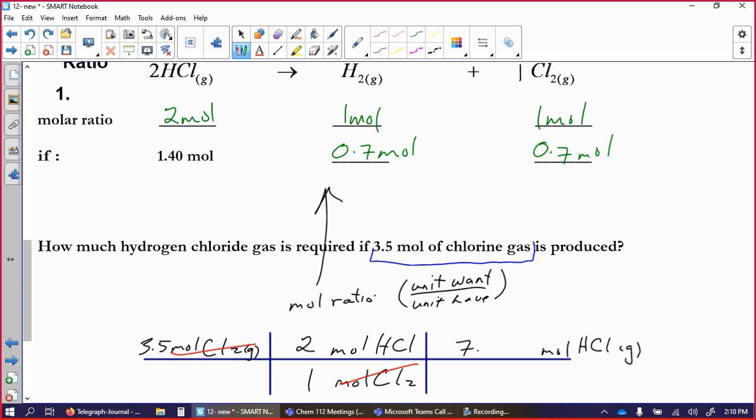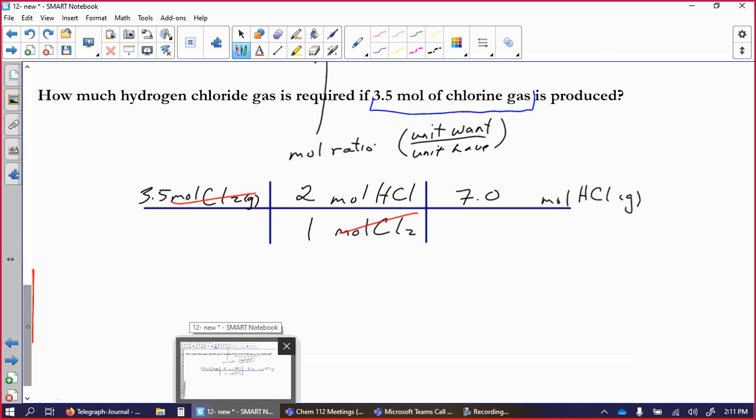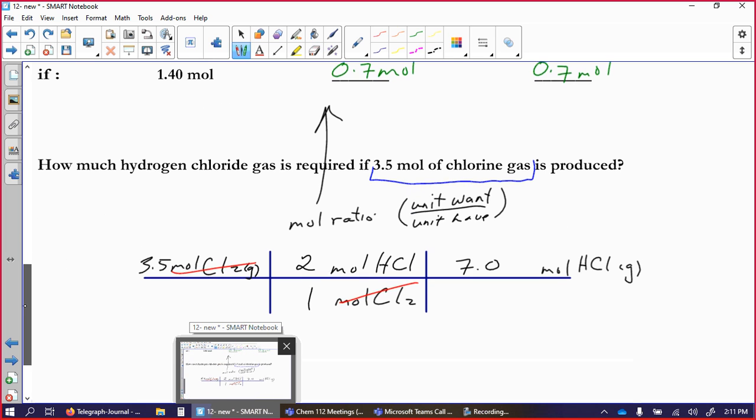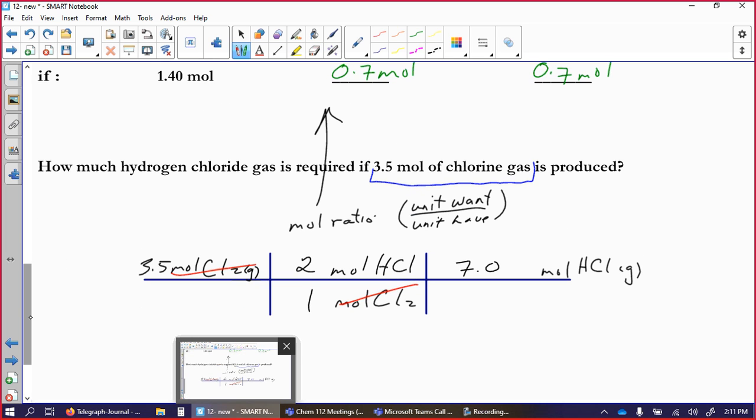3.5 times 2 is 7.0 moles of chlorine gas. For an equation like this, with 1 and 2s, most people see that 2 moles of this produces 1 mole of that, so I need 7 to get 3.5. And that's kind of the basics of stoichiometry. You have an equation. You want to convert one thing to something else.